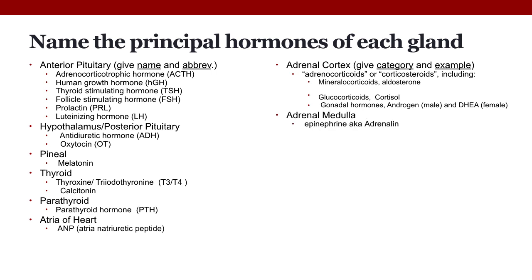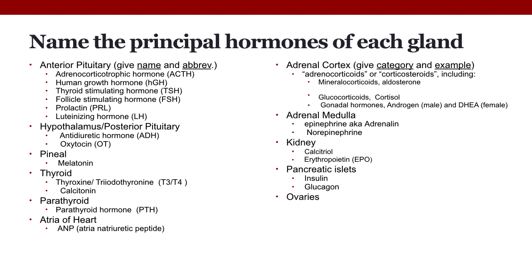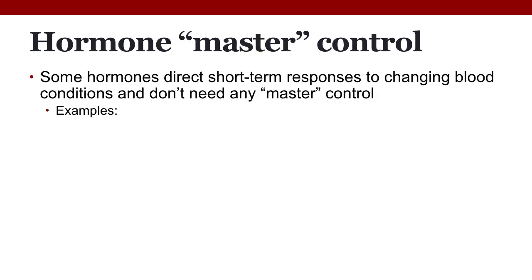The adrenal medulla, so this is in the adrenal gland. The adrenal medulla secretes epinephrine, which is also known as adrenaline, and norepinephrine. The kidney secretes calcitriol and EPO, or erythropoietin. The pancreatic islets, so specific cells within the pancreas, secrete insulin and glucagon. We should already know those are involved in blood glucose regulation. The ovaries secrete estrogens and progesterone. The testes secrete testosterone.